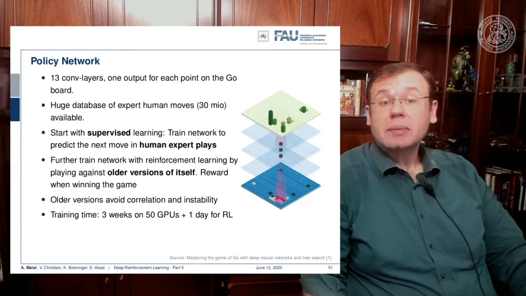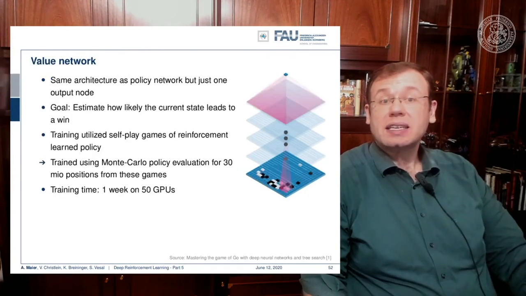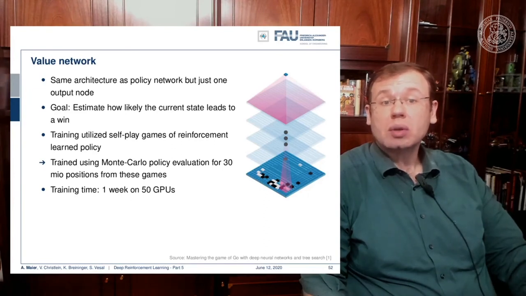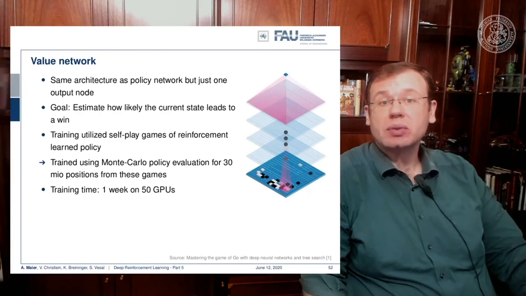If you look at the training time, there were 3 weeks on 50 GPUs for the supervised part and 1 day for the reinforcement learning. So actually quite a bit of supervised learning involved here, not so much reinforcement learning. There's the value network. This has the same architecture as the policy network, but just one output node, and the goal here is to predict the probability of winning the game. They train again on self-play games of reinforcement learning and use Monte Carlo policy evaluation for 30 million positions from these games. Training time, 1 week on 50 GPUs.